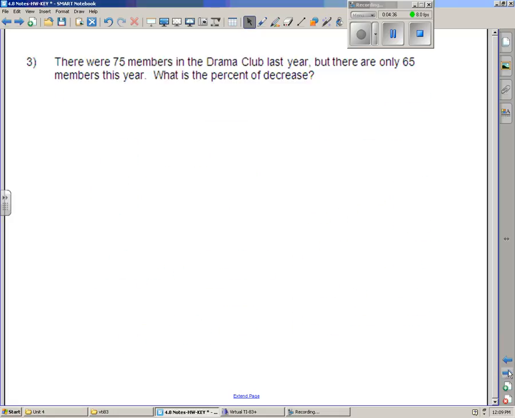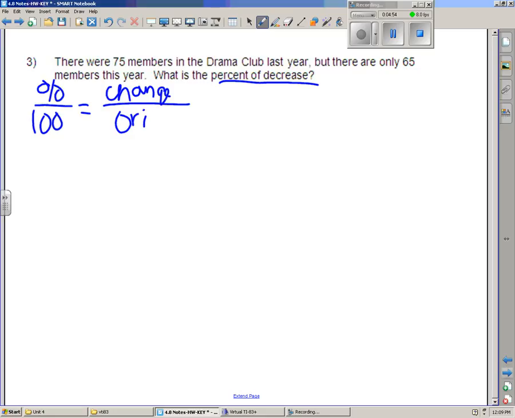Let's take a look at the next one. There were 75 members in the drama club last year, but there are only 65 members this year. What's the percent of decrease? Well, here's one of those percent decrease problems where we know that percent out of 100 equals the change in the value over the original value.